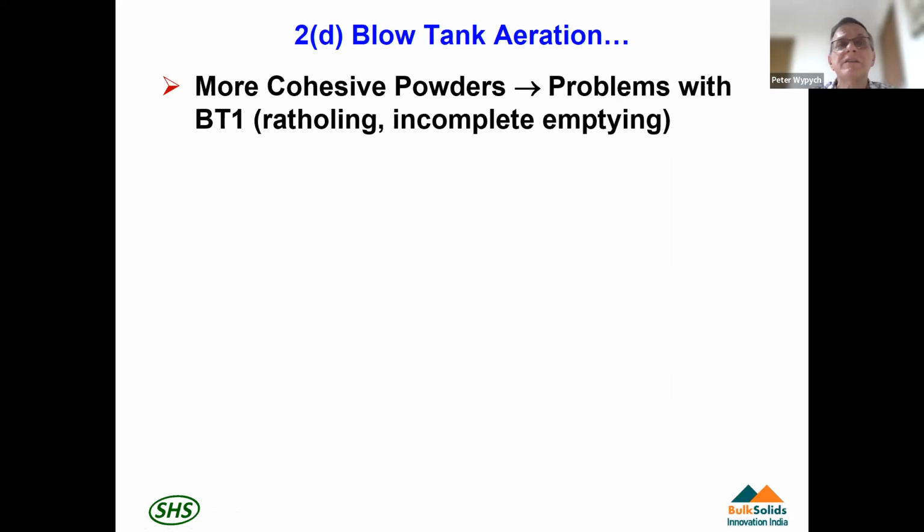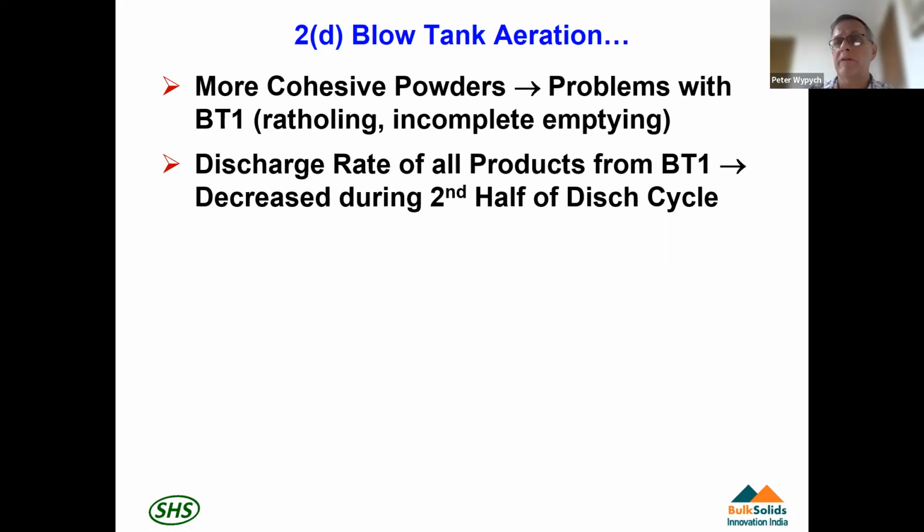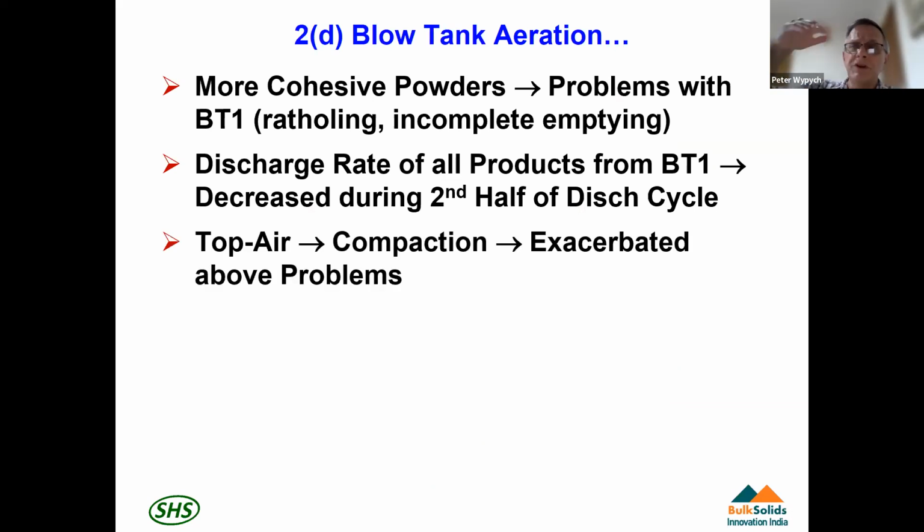With the more cohesive powders, we always had problems with blow tank 1. We had rat holing, channeling, and stuff left behind. So this was a problem. For all the products, even the free-flowing stuff, the discharge rate decreased in the second half of the discharge cycle. This is due to the funnel flow effect out of that hopper. Once we used some top air, 10%, 20% top air, we found it compacted the powder because these powders are compressible. With a bit of top air, it compacted the powder and exacerbated these problems. It made the whole thing worse.